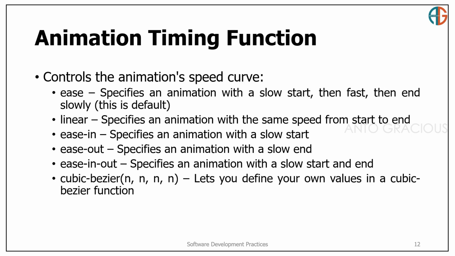The animation speed curve is controlled by the animation-timing-function property. Common options include linear for constant speed, ease for a natural start and stop, and custom cubic-bezier curves for tailored transitions. This lets you redefine the pacing of your animations.